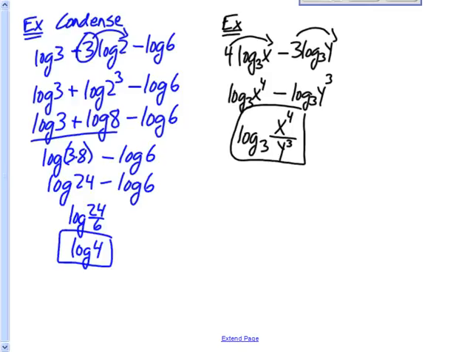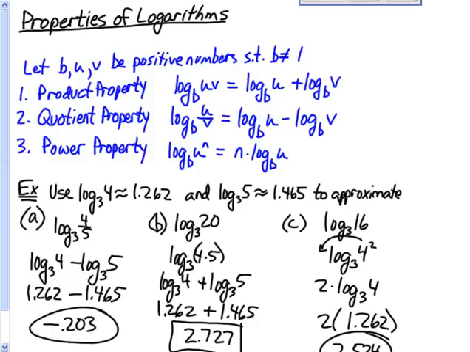Now notice on all these expansions and condensing, our bases were the same. If you're looking back at this, on all these properties, our bases had to be the same, right? See that there? Our bases were the same here. So don't forget that the bases have to be the same to do that.